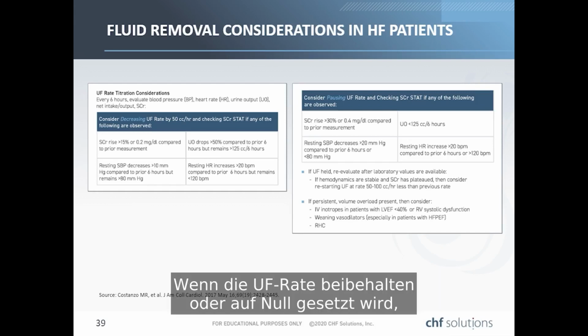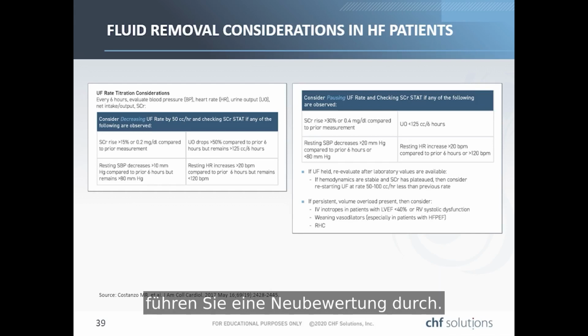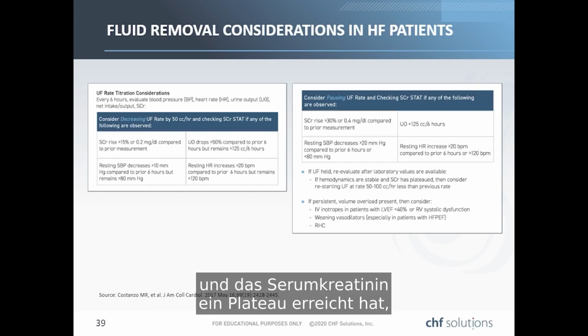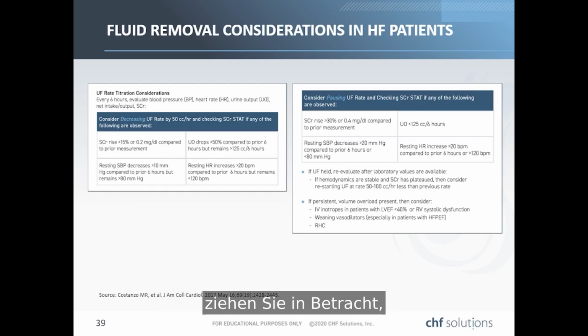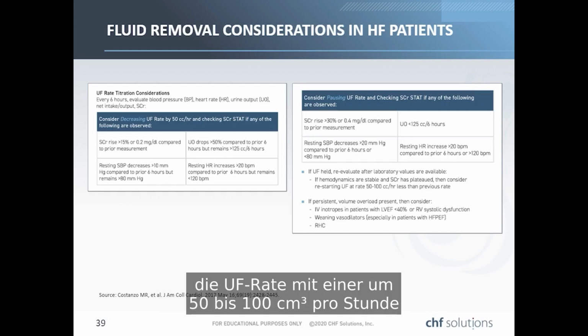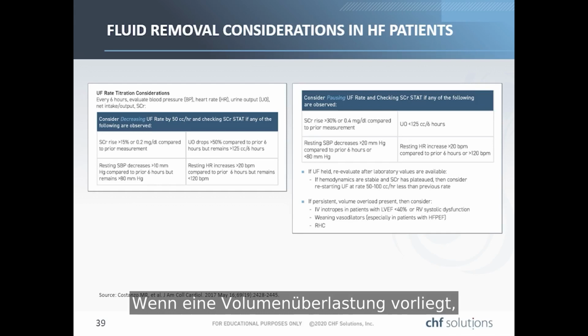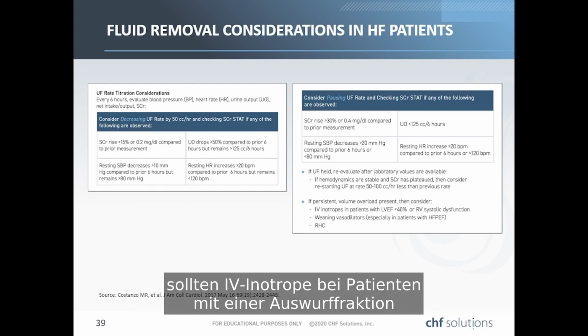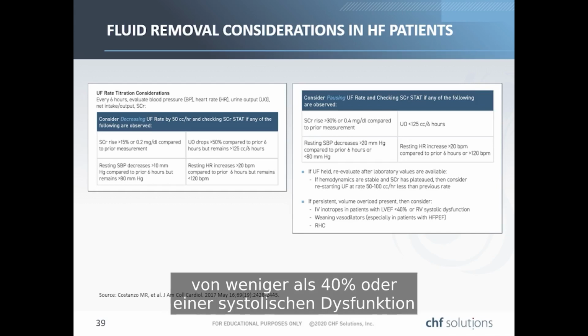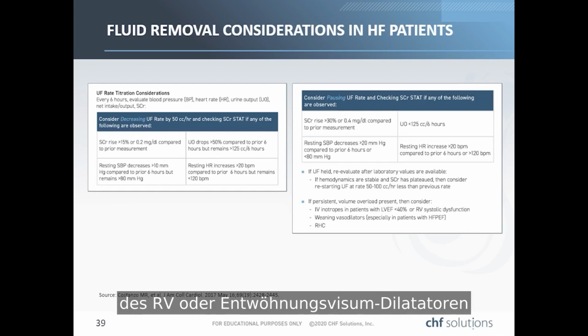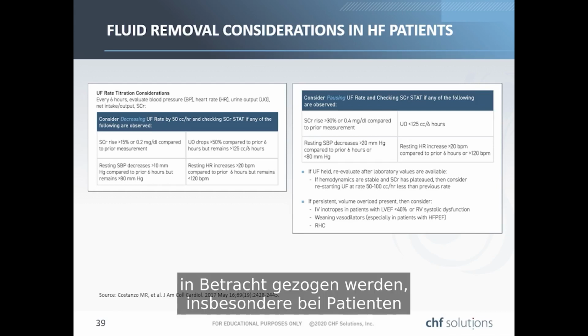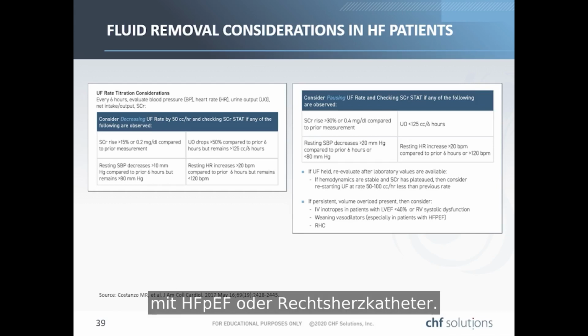If the UF rate is held or set to 0, reevaluate after laboratory values are available. If hemodynamics are stable and serum creatinine has plateaued, consider restarting the UF rate at a rate that's 50 to 100 cc's per hour less than the previous rate. If the problem is persistent, volume overload present, then consider IV inotropes in patients with an ejection fraction less than 40% or RV systolic dysfunction, or weaning vasodilators, especially in patients with HFpEF, or a right heart cath.